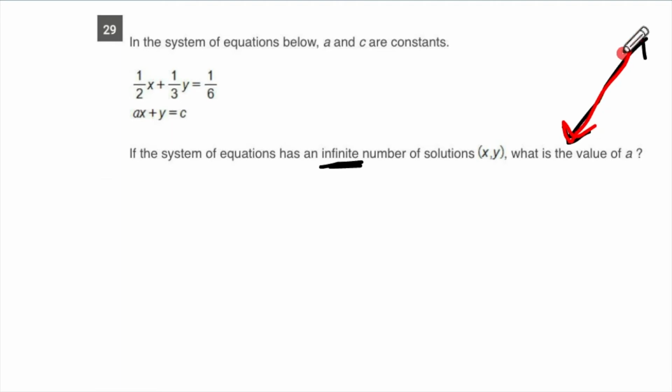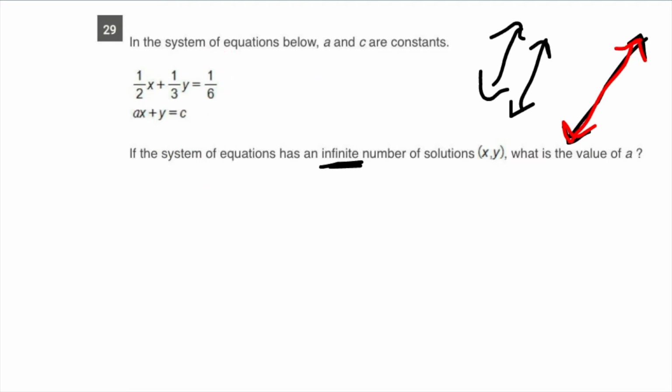If it has an infinite number of solutions, it means the lines are exactly the same. If, on the other hand, it said that the lines are parallel, that would mean that there were no solutions, so the slopes would be the same. So this one, they're the exact same lines. So it's basically saying that the A's have to be the same, and the B's have to be the same, and the C's don't have to be the same. The C's actually have to be the same. They all have to be the same.